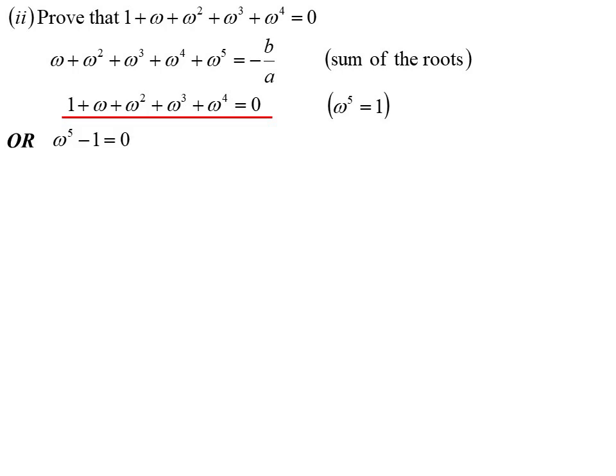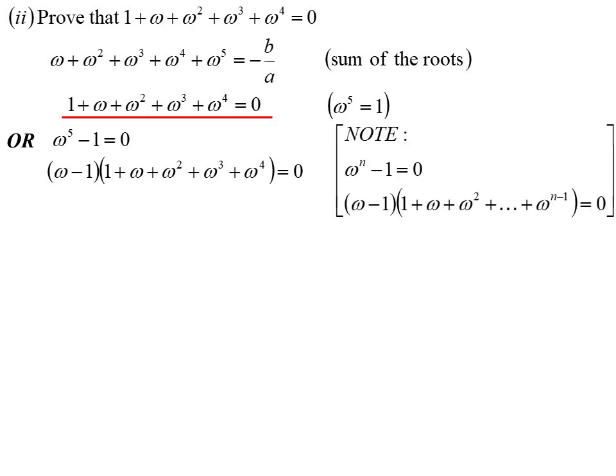Another way of doing it. Again, there's the equation that we're starting with. Well, we know how to factorise that. It would be omega minus 1, and then in the second parentheses, it'll be 1 plus omega squared, plus omega cubed, plus omega 4. Basically all the powers going up. So remember, omega to the power of n minus 1 is always omega minus 1, and then 1 plus omega, and you just keep going up to n minus 1.